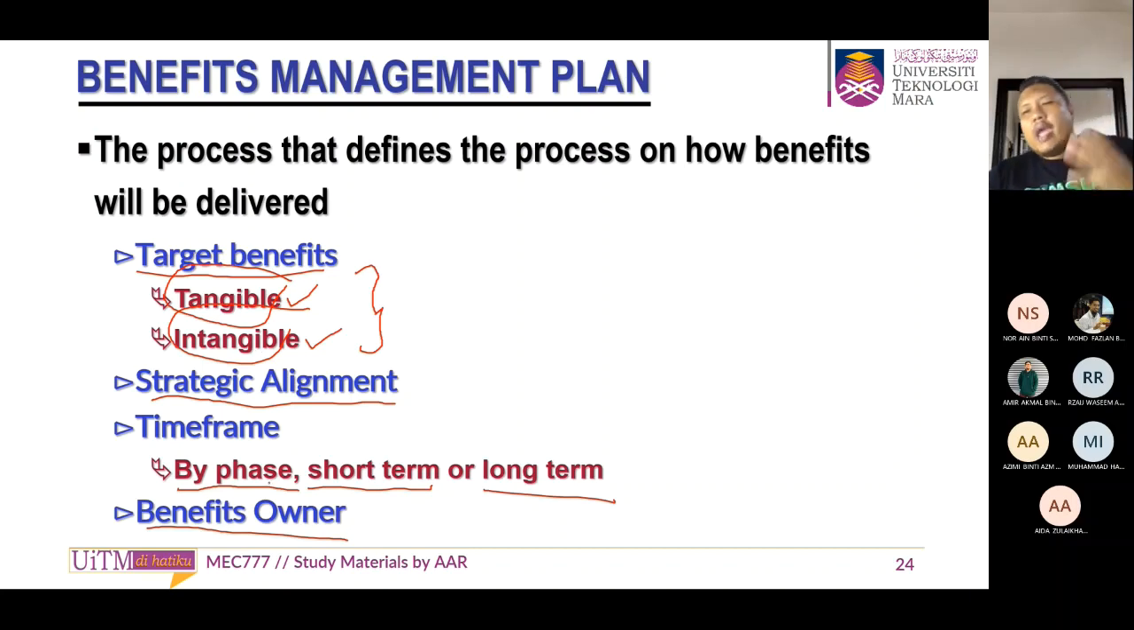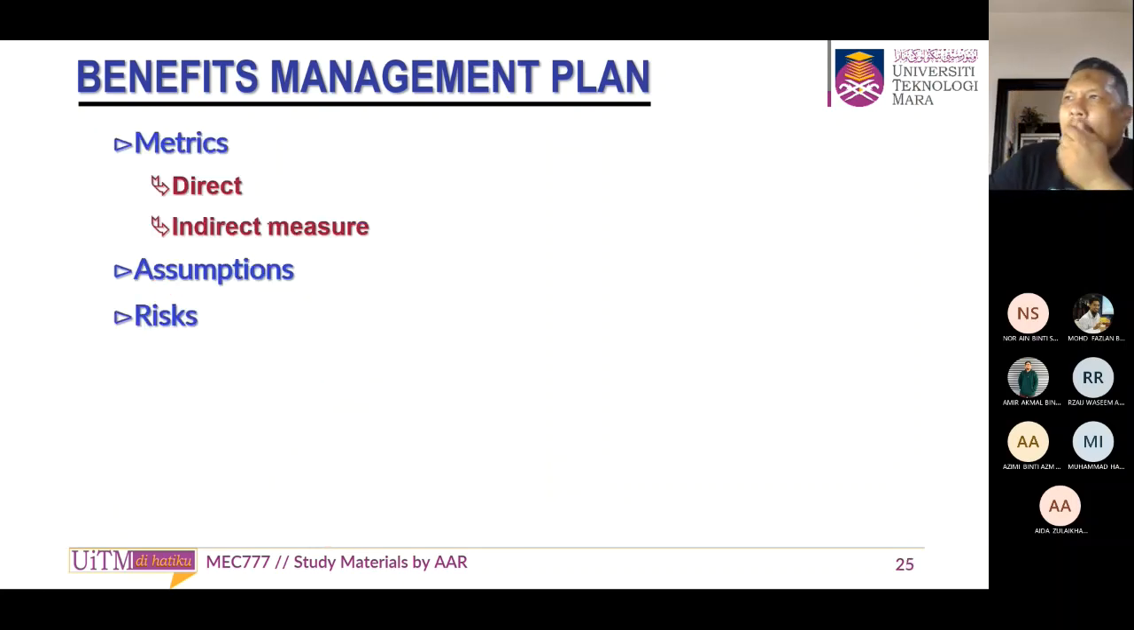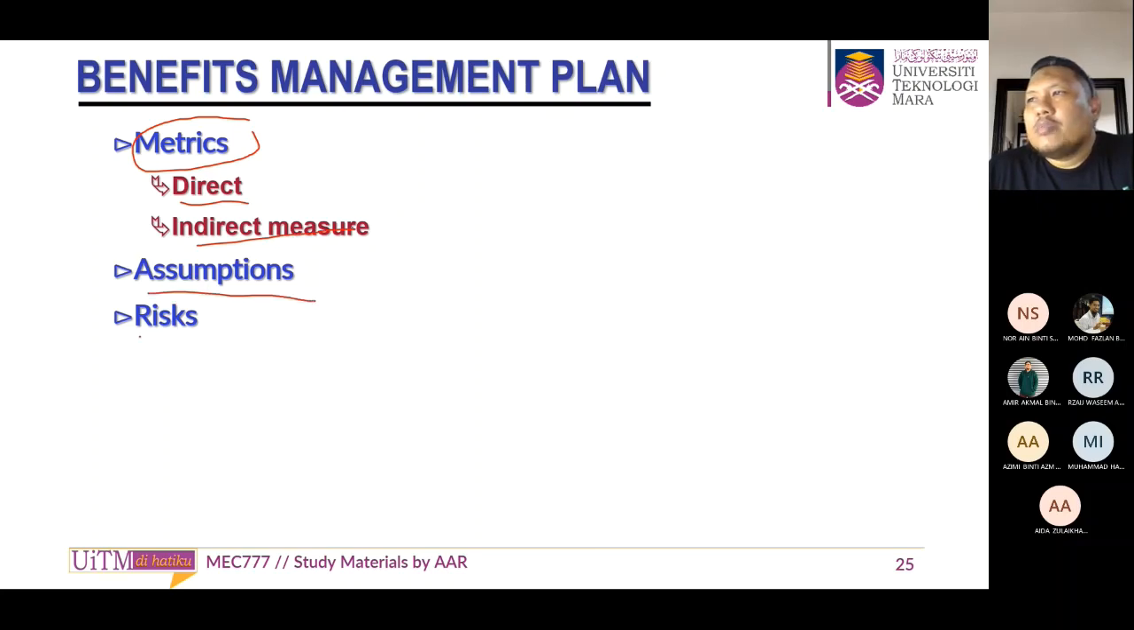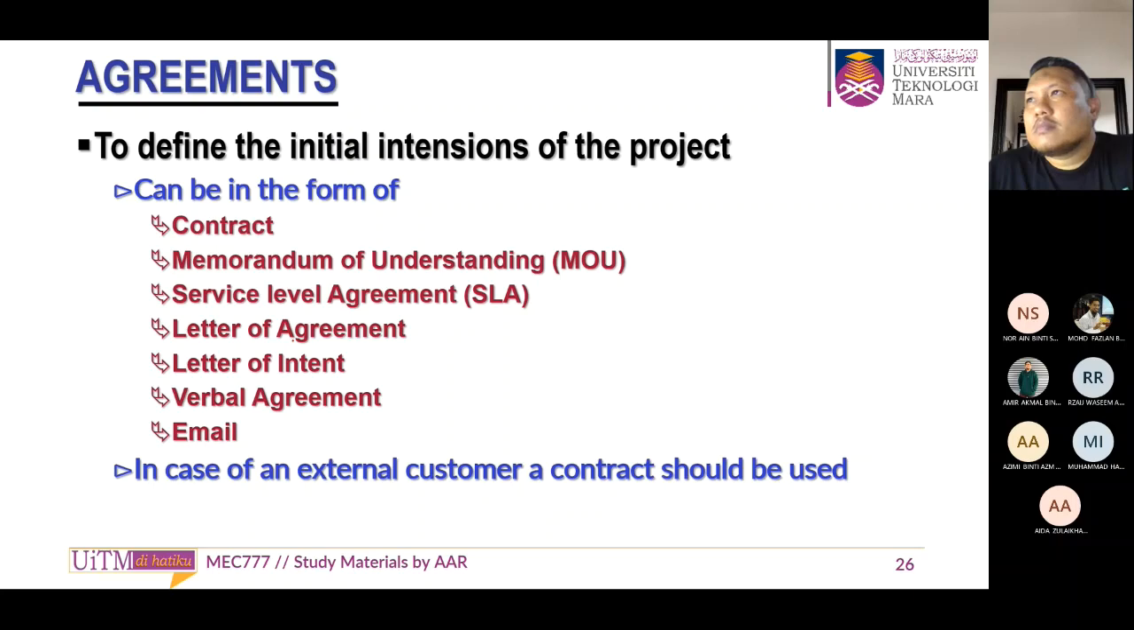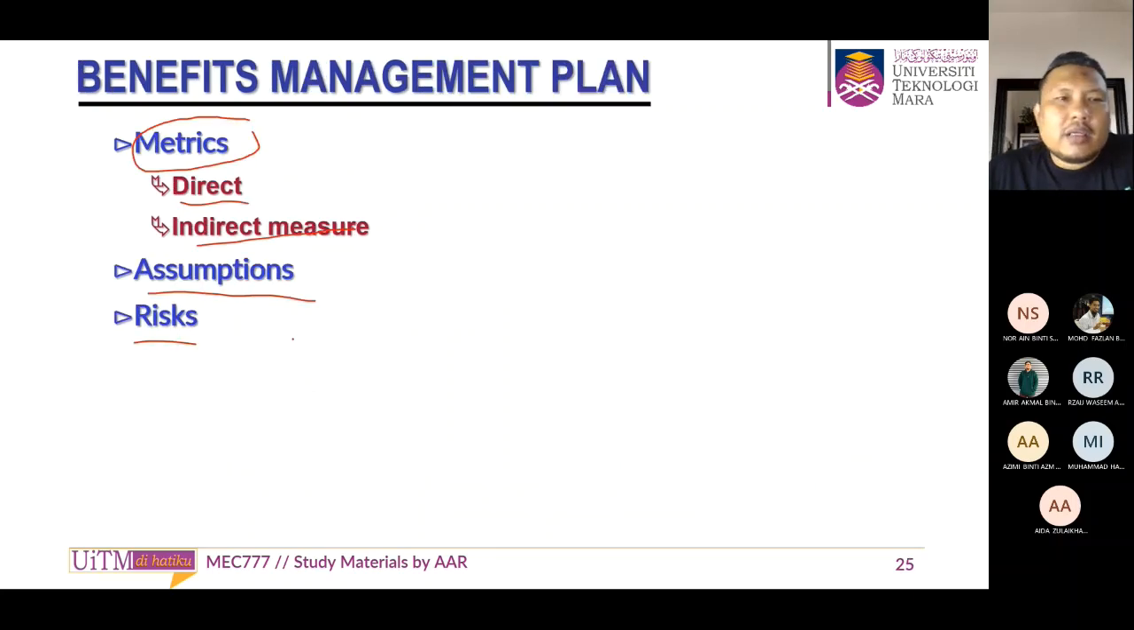So if you have projects, make sure this will benefit the owner. And then we also have a metric, direct or indirect measure. What are the assumptions that we put, and what is the risk. Ada soalan nak tanya regarding the benefits and management plan? Tak ada. Fazlan, okey Fazlan?